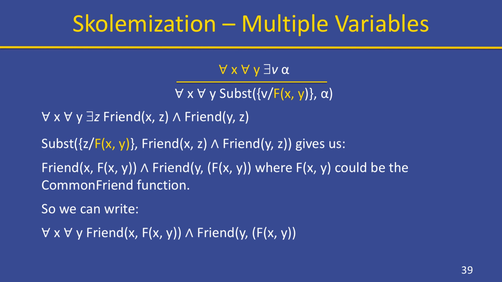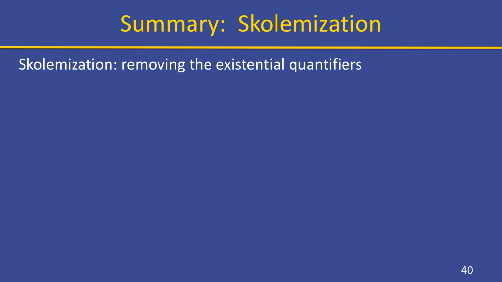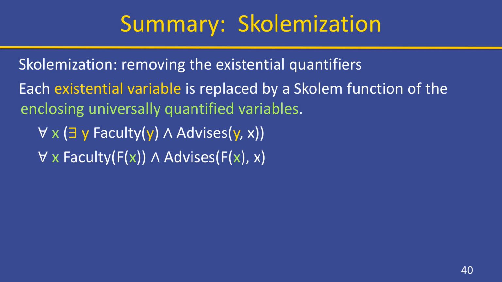We can now write for all x, for all y, friend of x, f of xy, and friend of y, f of xy. So in summary, Skolemization consists of removing the existential quantifiers from sentences.